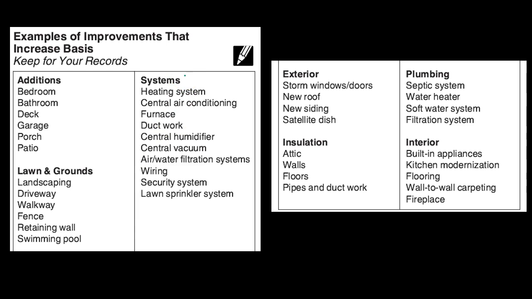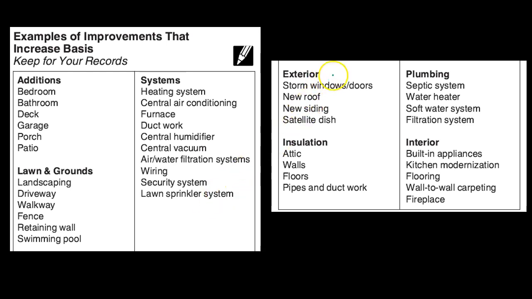So then we have the systems: a heating system, central air conditioning, a furnace, ductwork, central humidifier, central vacuum, air and water filtration system, wiring, security system, lawn sprinkler system. So any of those types of items, if you think back in their home sale and you're saying, I had a major system item that needed improvements and that cost a lot of money, that could possibly be increasing the basis, and therefore by being an improvement, thereby lowering the gain on a sale possibly.